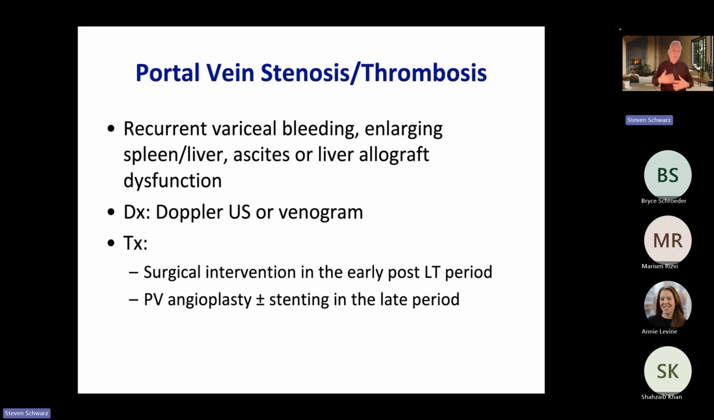So again, whenever you start to have evidence of some dysfunction, one has to go through the algorithm of, do the ultrasound. You may require a biopsy. Look at your lab values to try to determine what the complication is likely to be.